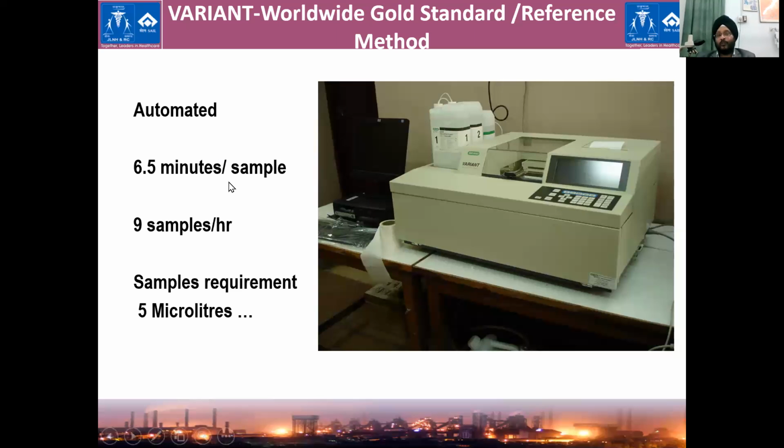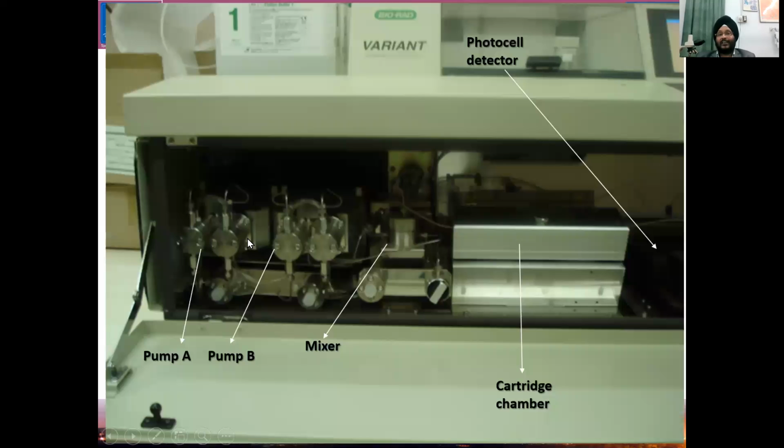It is an automated machine. The runtime of the program that is used is approximately 6.5 minutes, and the sample required is very small. This is the heart inside the machine that makes it work. There are two different pumps and two different buffers. These two pumps mix the buffers at different dilutions and pass them through the chamber.